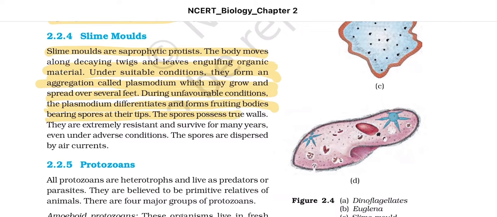The spores possess true walls. They are extremely resistant and survive for many years. Even under adverse conditions, the spores are dispersed by air currents.